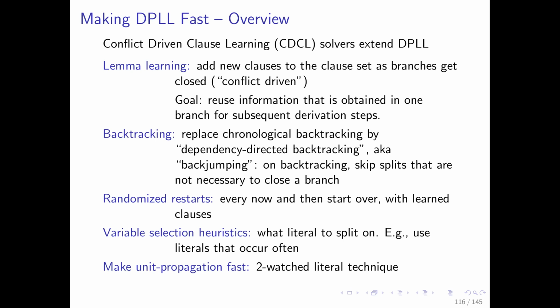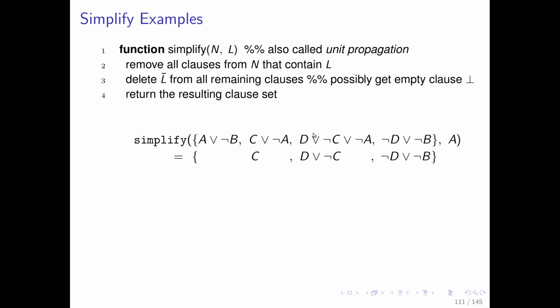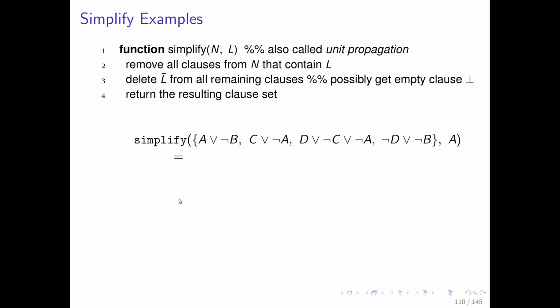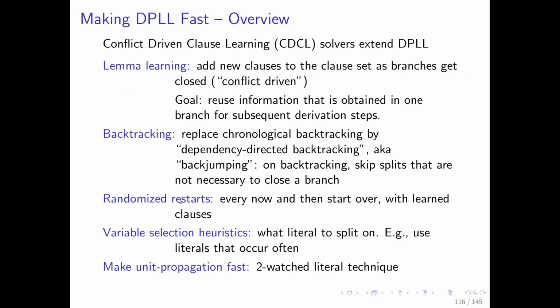So, what does lemma learning say? It says add new clauses to the clause set as branches get closed. I'll give an example in a moment. Right? So the idea is that when down here you find that a branch is closed, then you learn something and you restart from the top again, right? So that's why it's called learning. So you learn something, the fact that one branch failed. So what's the goal? The goal is to reuse information that is obtained in one branch for subsequent derivation steps, right? So don't make the same mistake twice.